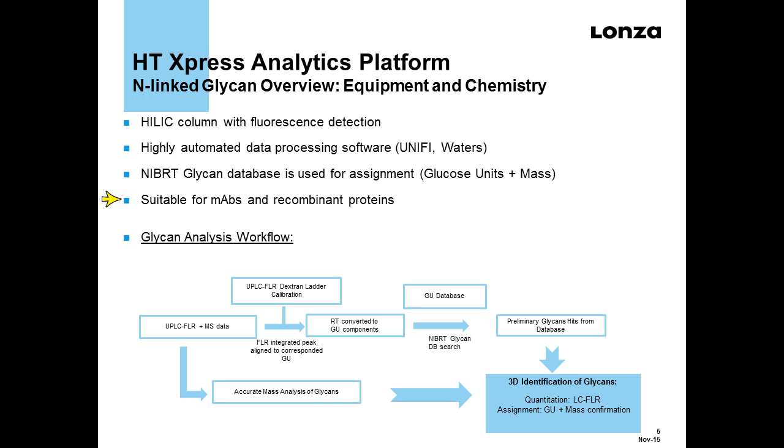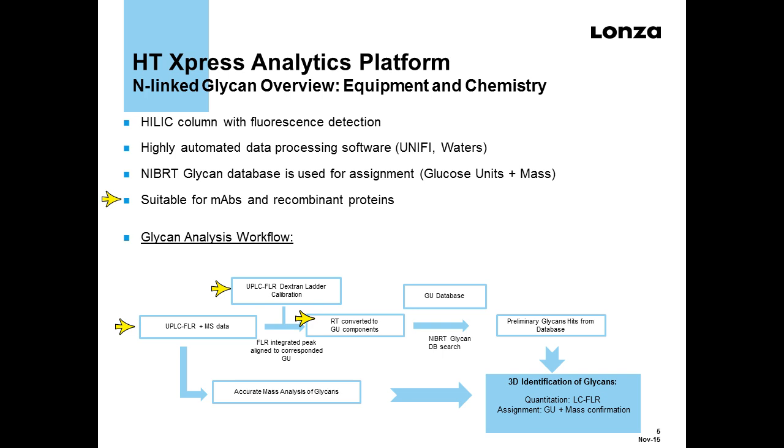Here we have an overview of the workflow. We start with our fluorescence and MS data, and using a dextran ladder standard, we're able to convert retention time to glucose units using a retention time calibration. What we are then able to do is take the unknown peaks in the sample, which are then assigned a GU value, and we can use this to search against the database for hits.